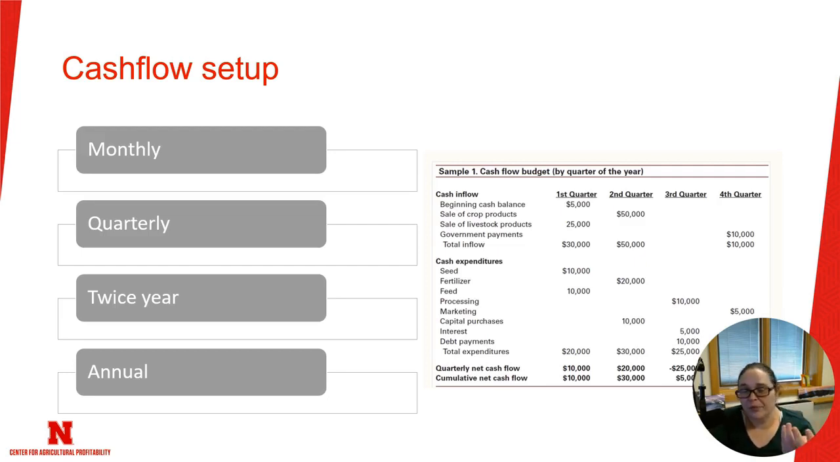Did you get any government payments? You could substitute this out, obviously, for things like grants. Or, if you have a loan where cash is flowing in from that, then you'll have your total inflow. After that, you have your expenditures. So you have things like seed, fertilizer, feed, if any. Did you fertilize your pasture? All that goes in here. Processing, did you pay to process? Did you retain ownership? Do you have bills from that? Things like that will go in here. Marketing, capital purchases, interest, debt payments, total expenditures.